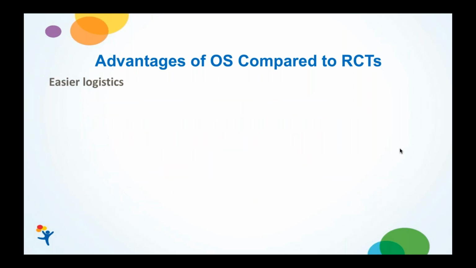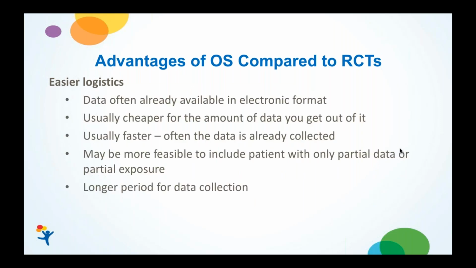All right, so there's also some easier logistics. So data are often already available, especially in electronic format. So that can be a huge deal in terms of the timeliness of being able to do something. It's usually cheaper for the amount of data that you get out of it. And of course, that's always balanced by, is it the right data, right? Sometimes it's worth the money to pay more to get the data that you actually want, as opposed to some kind of maybe, electronic medical record system data that isn't exactly what you need.